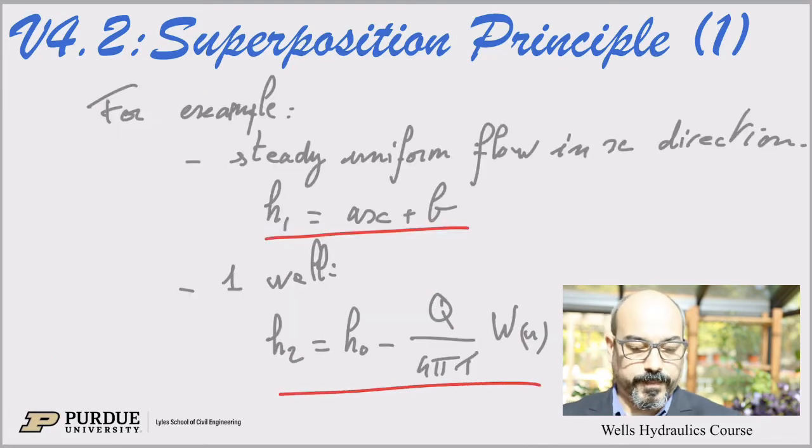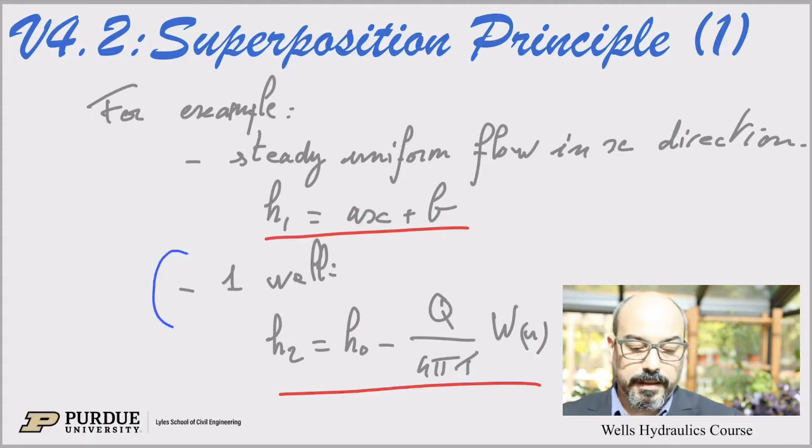For example, if we have a steady uniform flow in the x direction, let's say, we know the solution for a confined aquifer is just the slope, just a line, essentially. So h1 equals ax plus b in the x direction. So it's just a line.